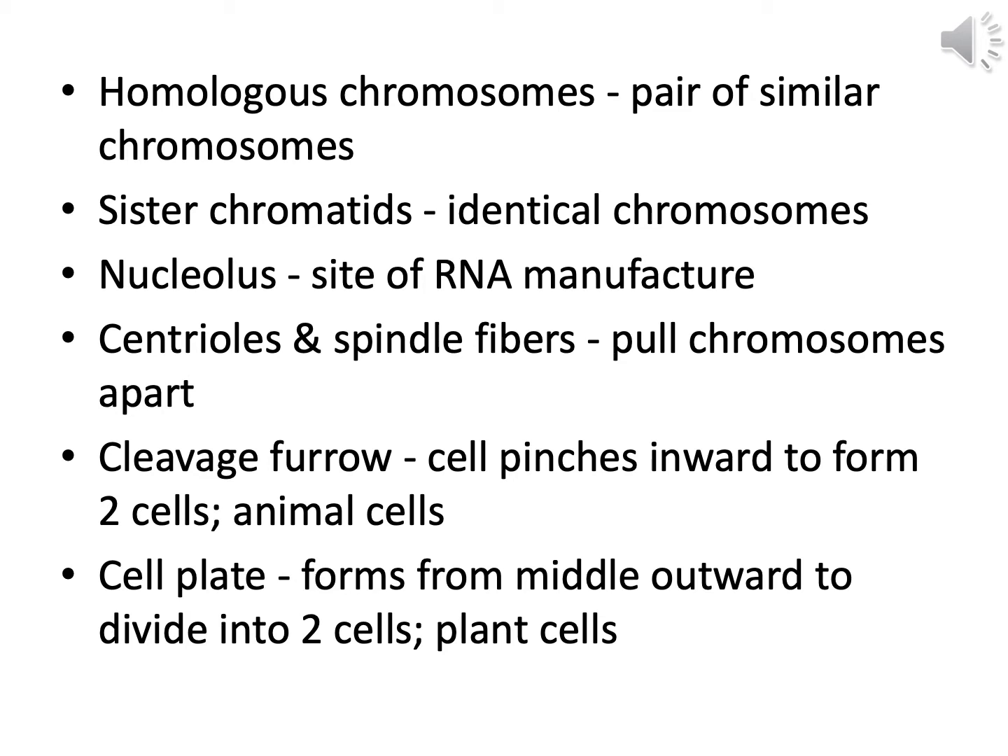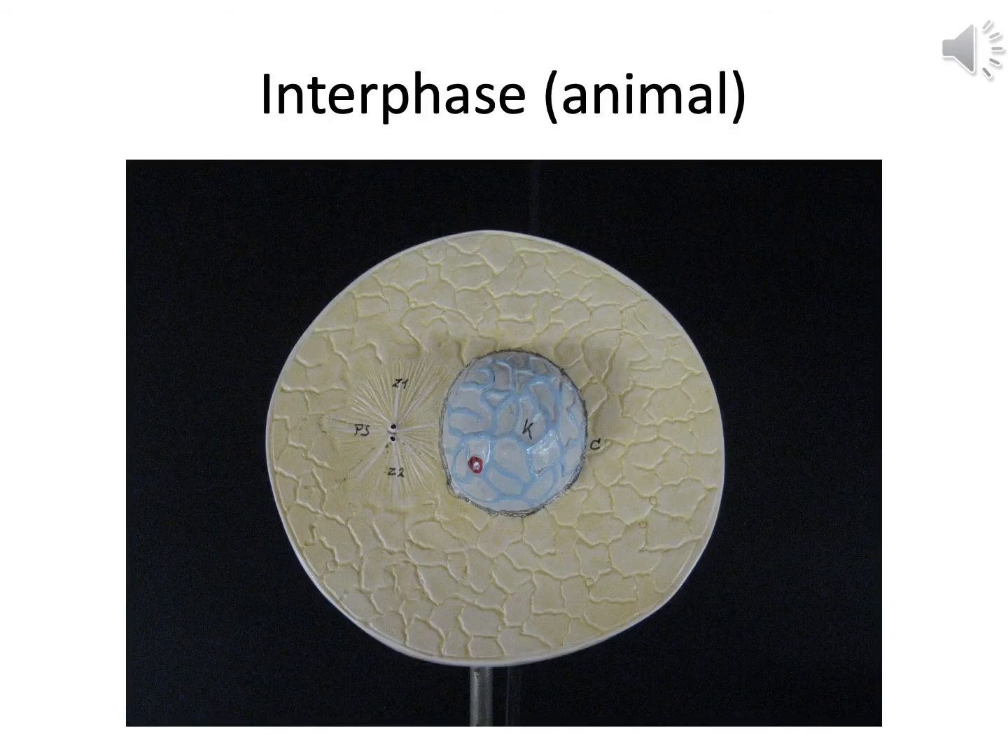At the end of mitosis, a cleavage furrow will form where the cell pinches inward to form 2 cells. That only happens in animal cells, while the cell plate forms from the middle outward to divide into 2 cells in plant cells. We'll talk about that eventually. Table 15.2 on page 155 does have the phases of mitosis. We'll be talking about the phases of mitosis in animals first, and then we'll come back around to plant cells.